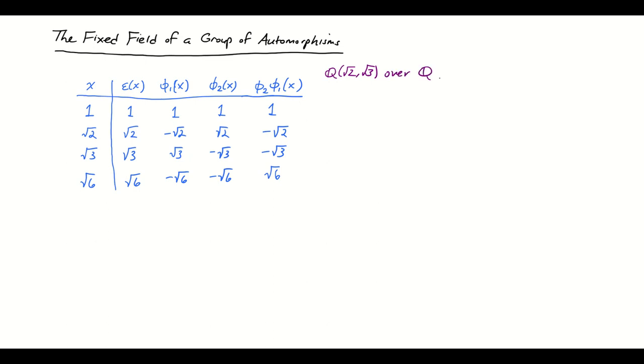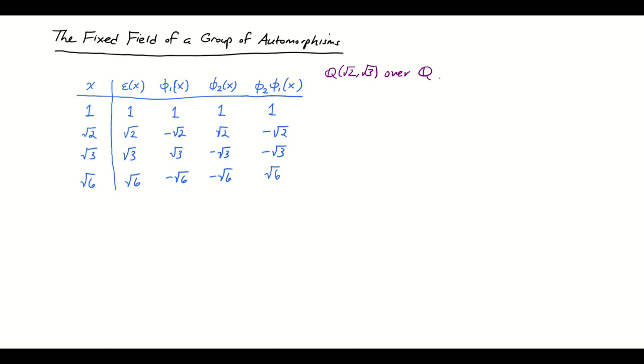Those are the four automorphisms there, and I've just recorded what they do to each of the basis elements for this extension field over the rationals. Our purpose in this video is to take a couple of subgroups of this group of automorphisms. We know that automorphisms form a group because composing any two of them gives us an automorphism, and the inverse of any automorphism is an automorphism. So take a subgroup of this group and figure out what is the set of elements of Q adjoin root 2 and root 3 that are fixed by that subgroup.